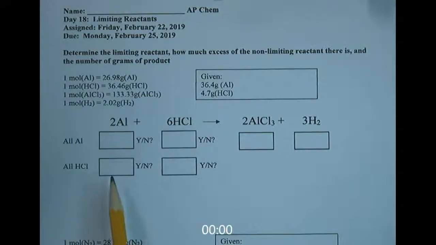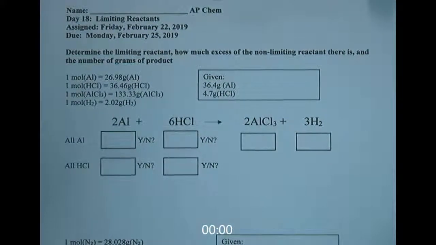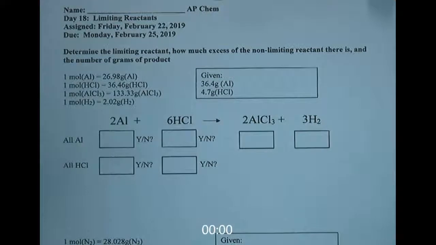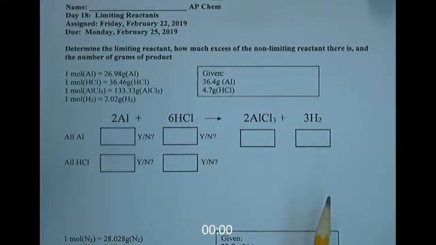And then you run the reaction a second time, assuming that you use up all of the hydrochloric acid that you were given. And that's this row down here. And then you see which of those reactions could actually work, given the amount of the other reactant you were given. So the first thing we need to do is figure out our molar masses.